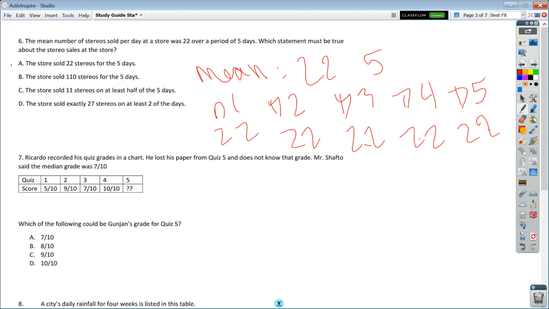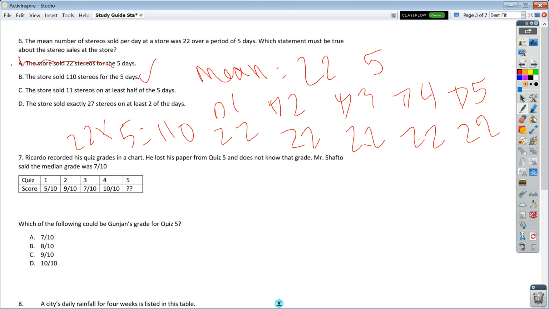The store sold 22 stereos for the 5 days. That's not true. It's 22 every day on average for the 5 days. B, the store sold 110 stereos for the 5 days. That seems right based off what we just calculated because we did 22 times 5 is equal to 110.